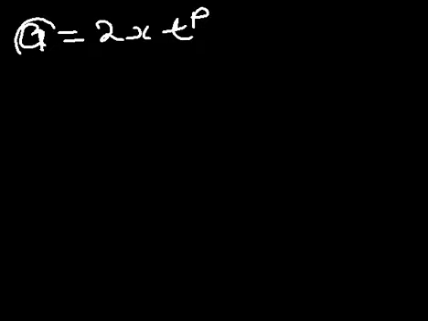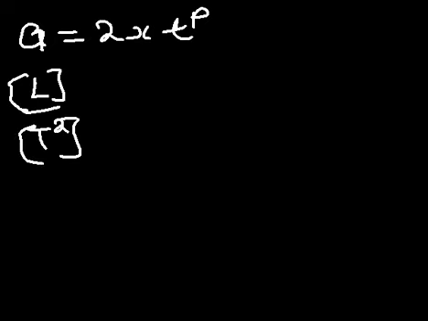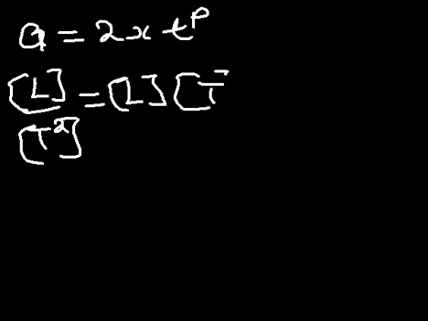So let's express each quantity in terms of its dimensions. For acceleration, that gives us L over T to the power 2. Of course, using the laws of indices, you can express this in other ways. We'll discuss that. This is the constant, so leave it out. And this is the displacement, that is the length, so we have L. The times, this is the time, given as t, with the exponent p.